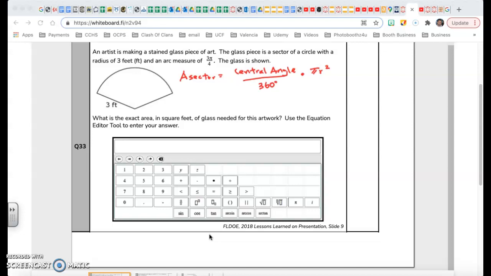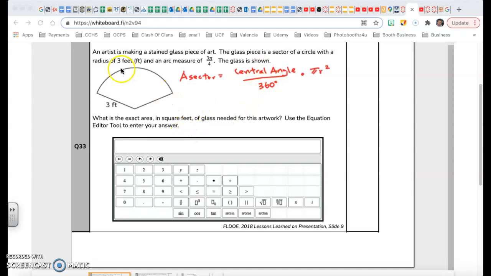Question 33. An artist is making a stained glass piece of art. The glass piece is a sector of a circle with a radius of 3 feet and an arc measure of 3 pi over 4. The glass is shown here. So this is the sector of the circle. You see that? It's an arc and a little piece. This is called a sector. The area of the sector is central angle divided by 360 times pi times radius squared. This is the area of the circle. Central angle, this is just like a fraction.